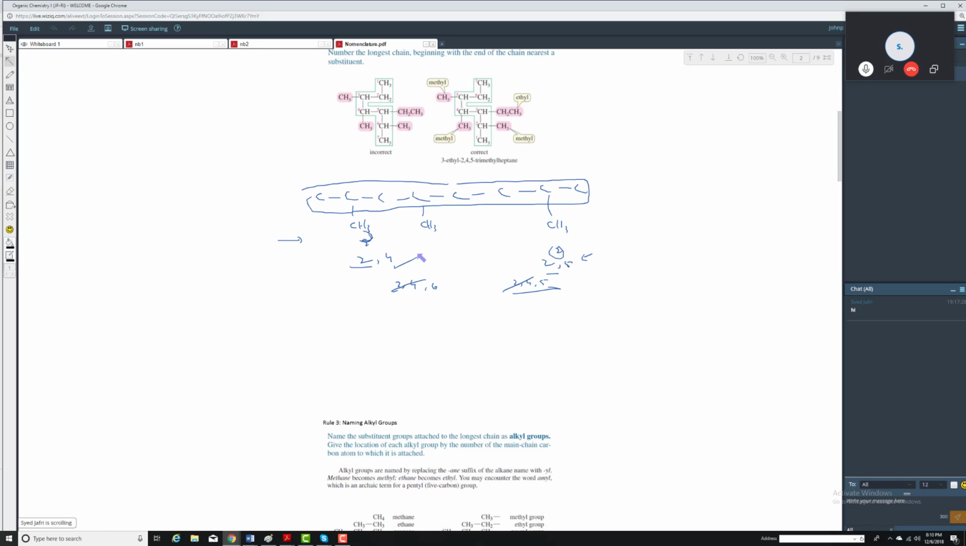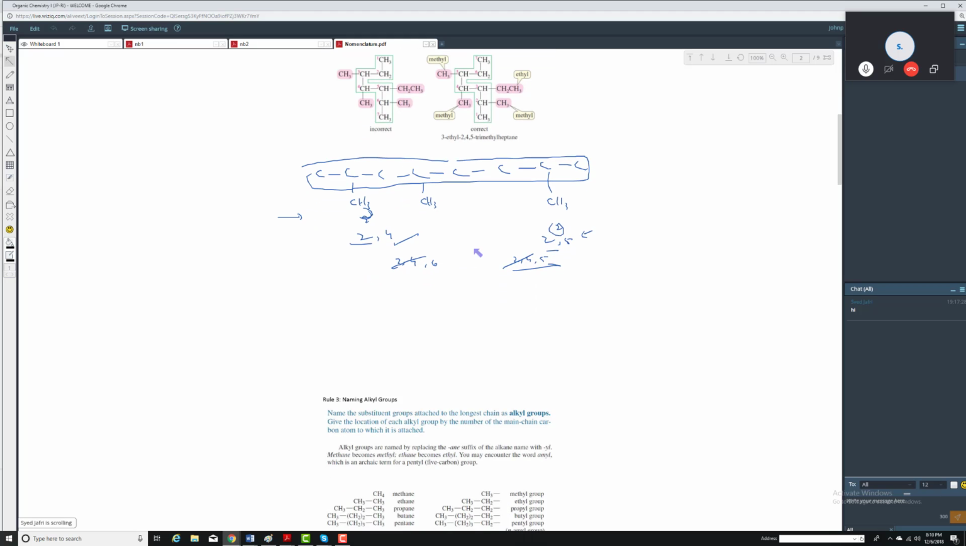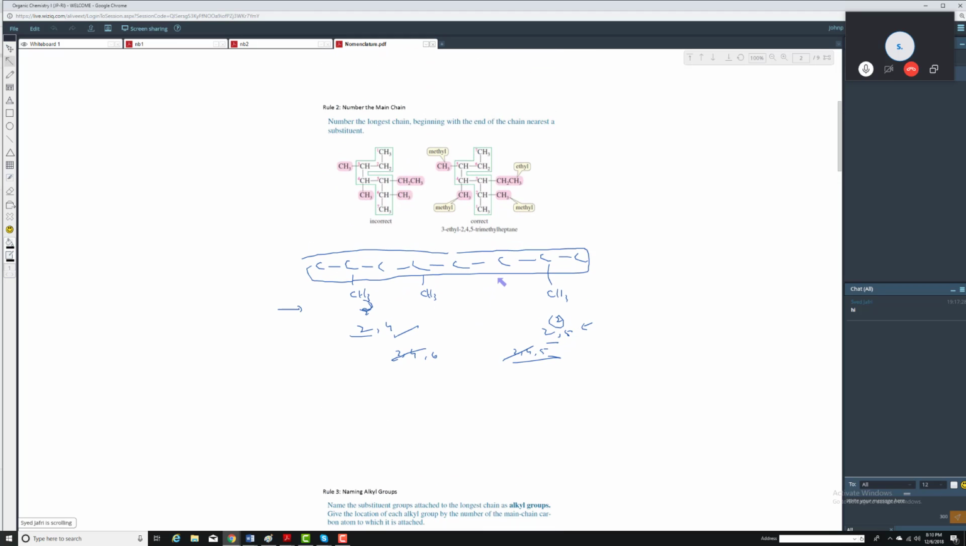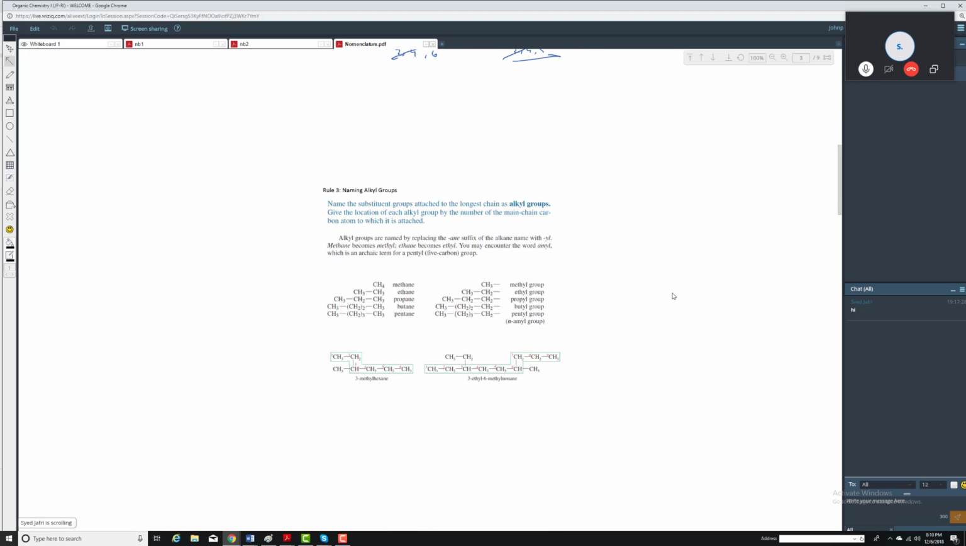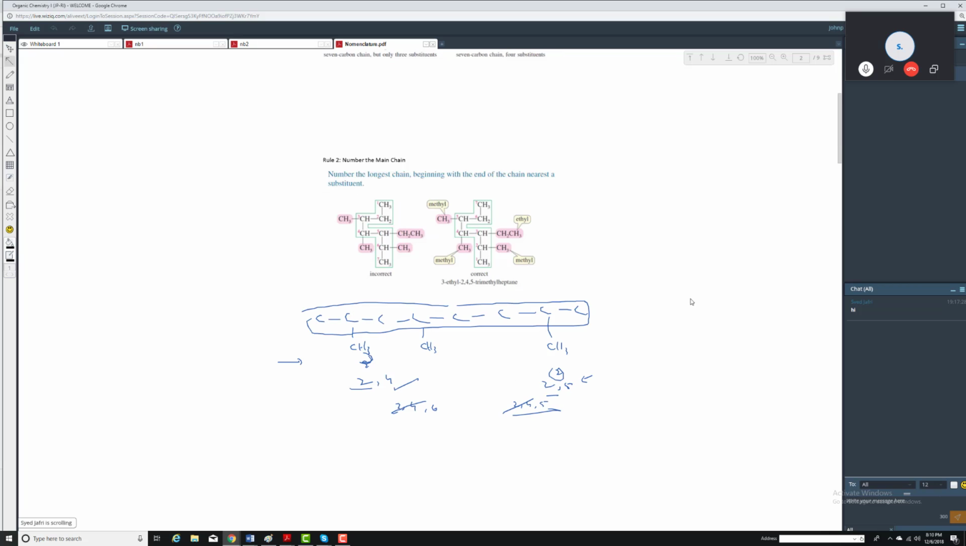That's how we give the name. Look at how they are using the naming. Let's see this example. If you start numbering from left to right, can you see this now? The second branch appears where? On which carbon? It'll appear on this.